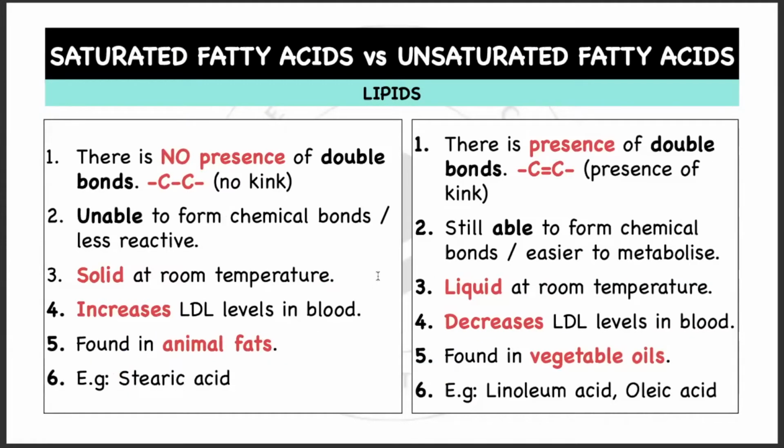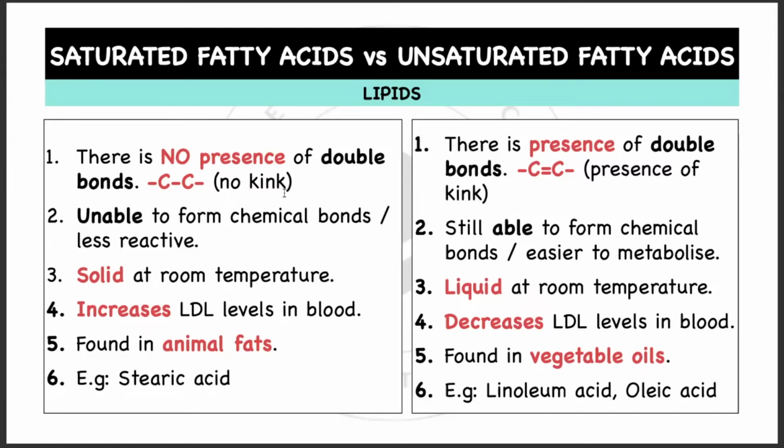Okay, so I've separated them into 2 tables for you to understand better. This part over here is talking about saturated fatty acids, and this part over here is talking about unsaturated fatty acid. Now, for saturated fatty acid, there is no presence of double bonds. So basically, the chain will look like this, you see? Just C and C, there are no double bonds. Whereas for unsaturated fatty acid, there is presence of double bonds. It'll look like this.